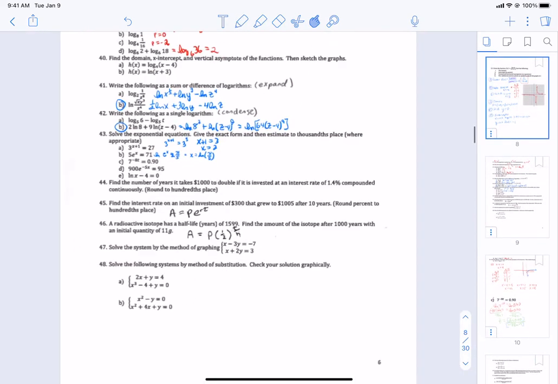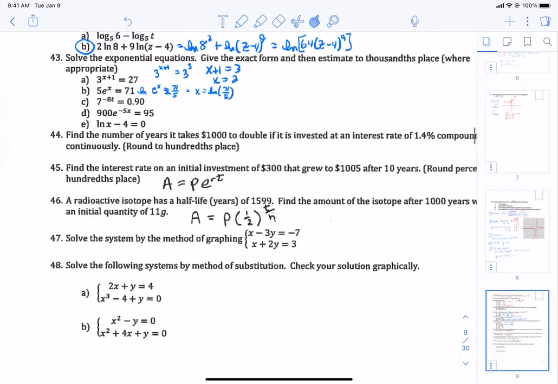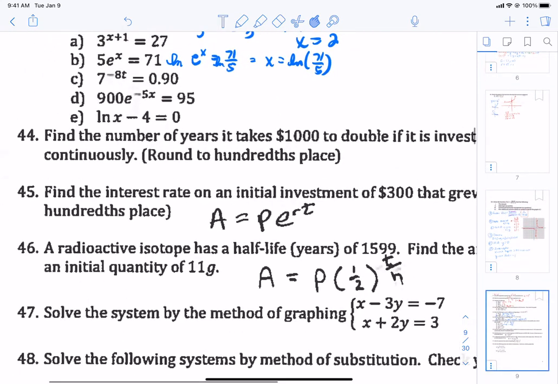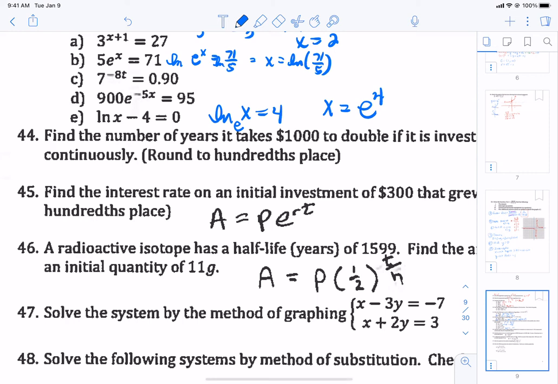So there's that. I want to do E. So here, get the natural log or any kind of log by itself and put it into exponential form. We know the natural log basically has a little e right there. So the number x is the base e to a power of 4. So you can definitely solve that by using exponential notation.